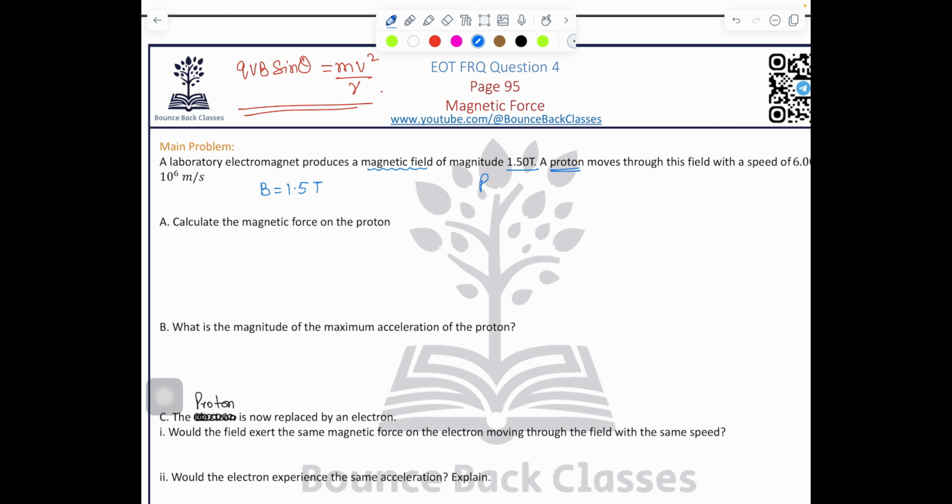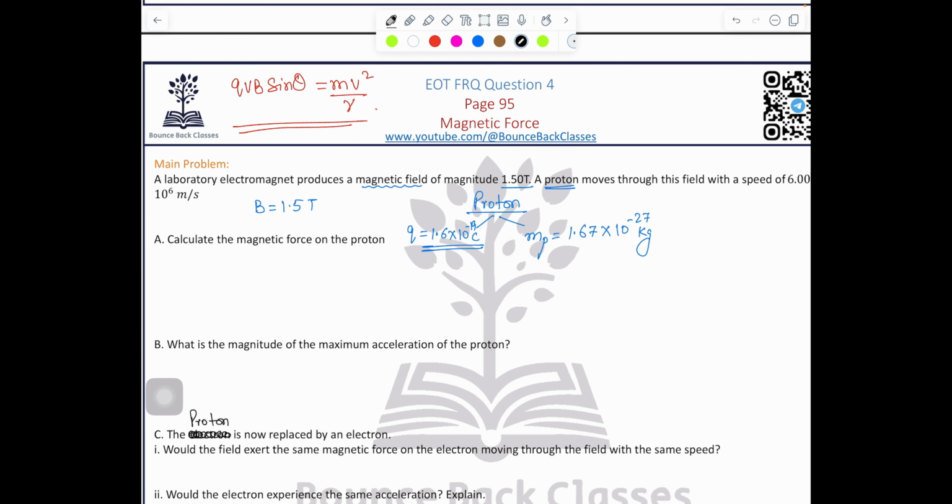A proton, remember this thing. Whenever they will give you proton or electron, there are two things you should remember. One is charge, 1.6 times 10 raised to power negative 19 coulomb. And the mass of proton is 1.67 times 10 raised to power negative 27 kg. Remember this thing. Whenever they will give you electron, charge Q is 1.6 times 10 raised to power negative 19 and mass of electron is 9.31 times 10 raised to power negative 31 kg.